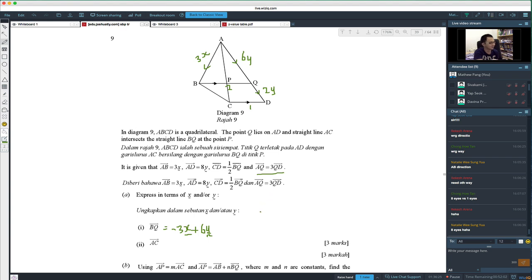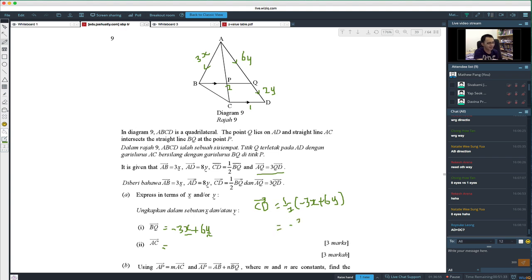Okay, then AC, A to C. Since I have BQ already, I will have CD, because CD will equal to half of the BQ. So CD will equal to half BQ. So half of negative 3x plus 6y will be negative 3 over 2x plus 3y.